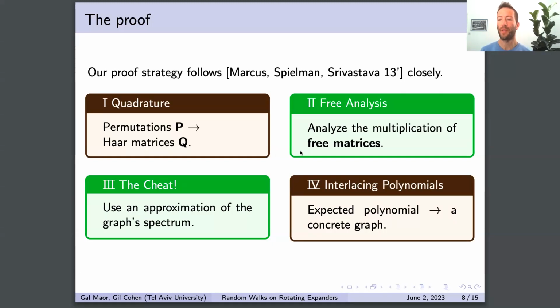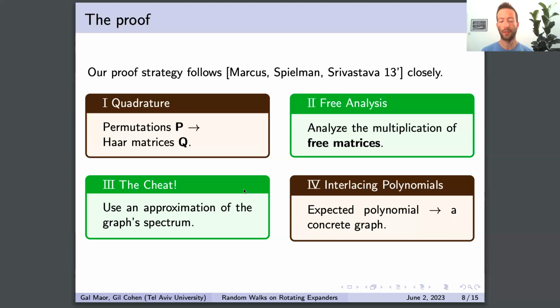The second part is the analysis of matrix products using free probability theory. Free probability theory is a field which enables us to analyze random variables which have some specific relation between them, which is called freeness. And freeness is analogous to independence, but rather different from it. And in order to analyze the matrices here, we'll need to define the proper random variables that we want to analyze.